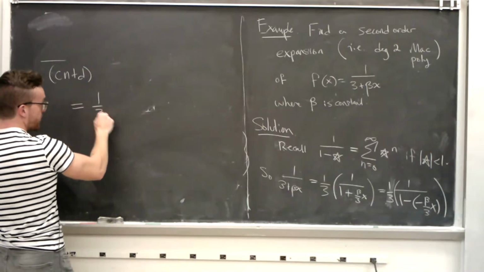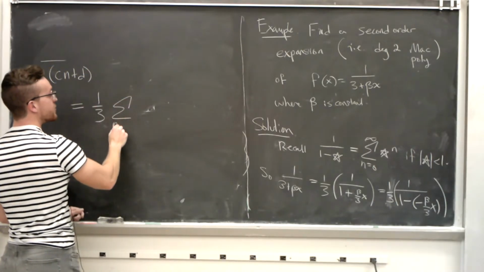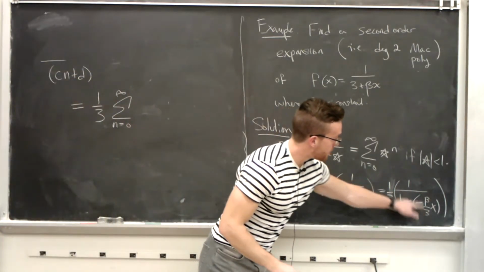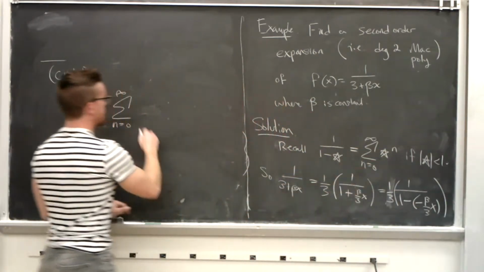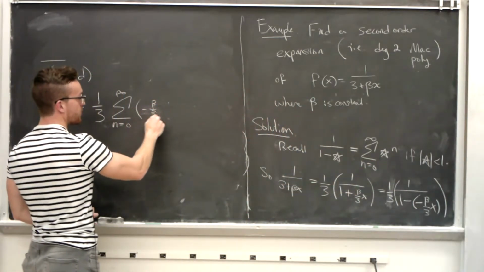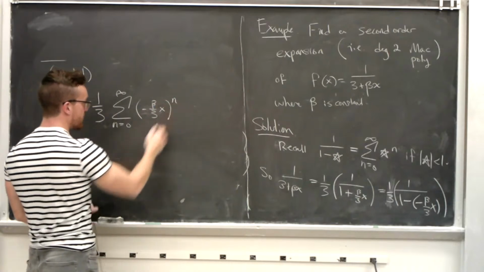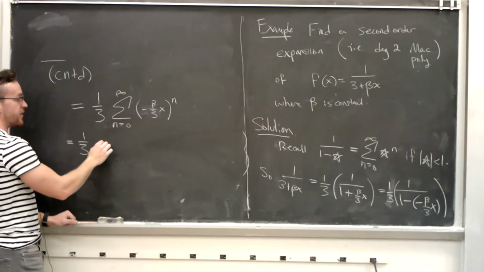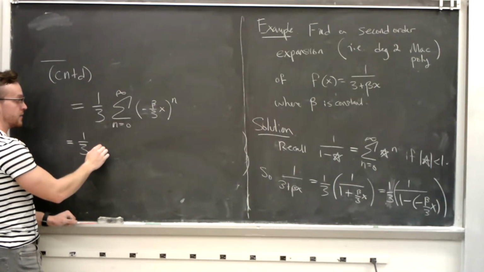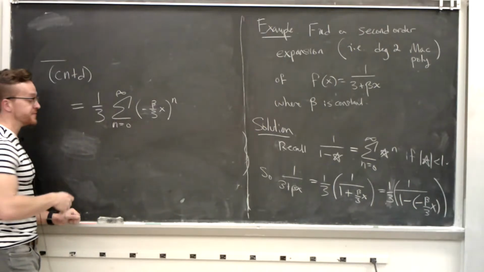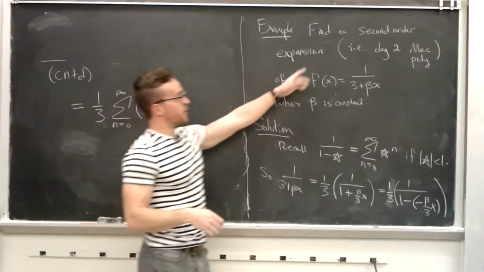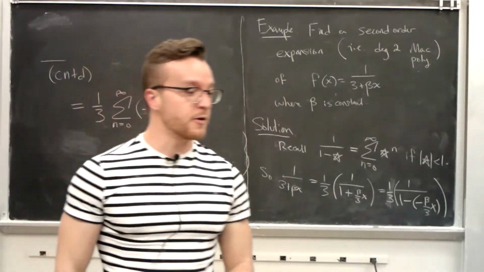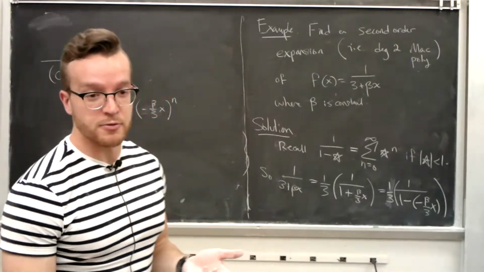So this will be 1/3 times the sum from n equals 0 to infinity of blah, blah, blah to the nth. So this is like negative beta over 3 times x quantity to the n. And then that's the Maclaurin series. So I guess in this problem, they just want a second order expansion, which to me just means a degree 2 Taylor polynomial. So I'll just write down the terms up through degree 2.